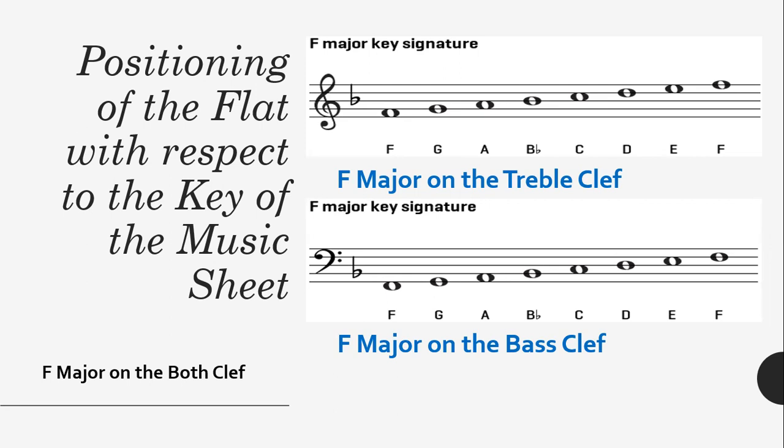Knowing that now, then we draw our 5 lines and 4 spaces. Then we now number it. E, G, B, D, and F. Is that not so? Yes, sir. Good.